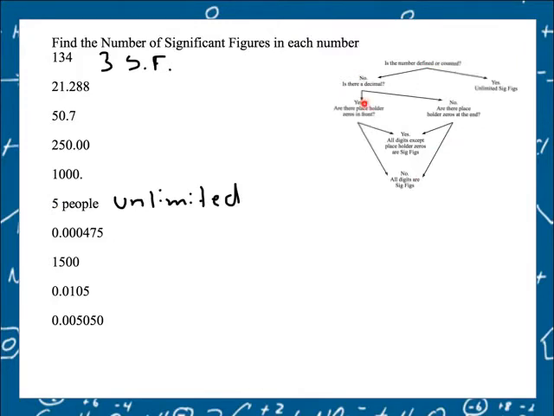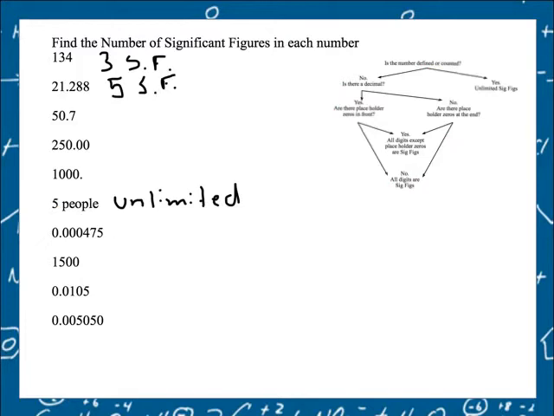21.288. Is there a decimal? Yes. Are there placeholders in front? There are no zeros, so there are no placeholders. So all digits are significant. So there are 5 sig figs in that one. Okay.